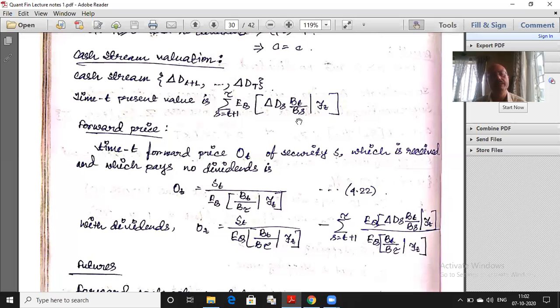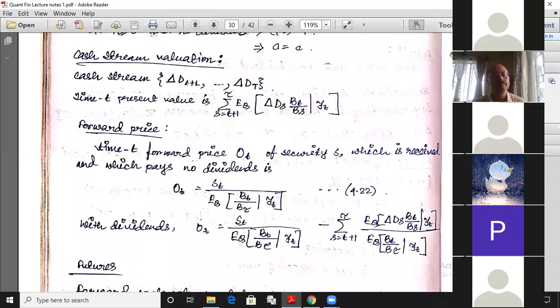The present value of a cash stream, is this clear? Because for all our calculation purposes, this is the quantity that we should be using. Because our payments might be at different time points, we want to compare them from one particular time point. Is this okay? Yes, sir. All right. Okay.